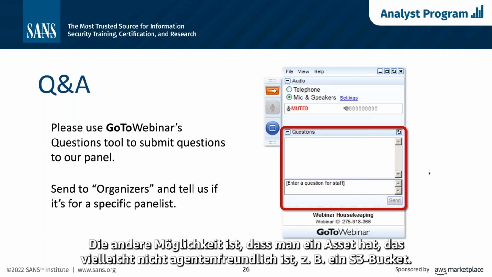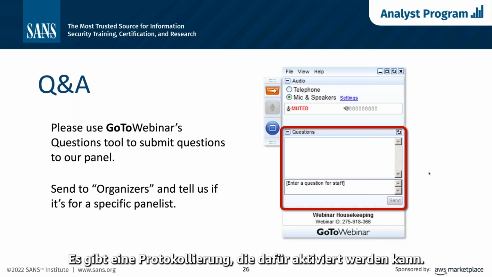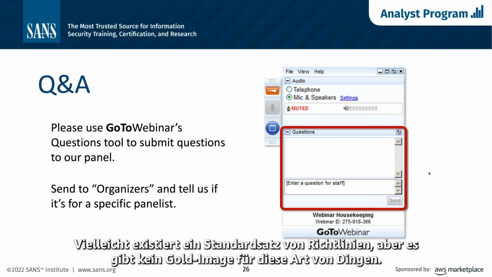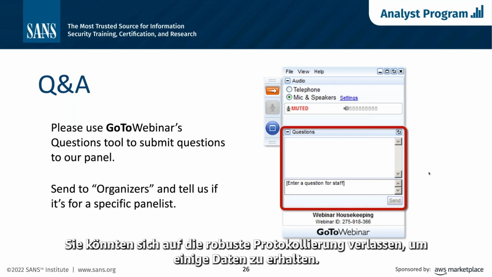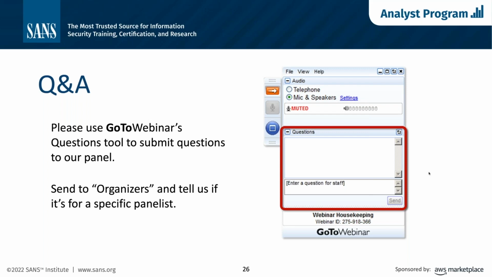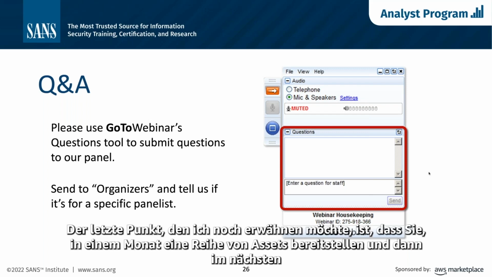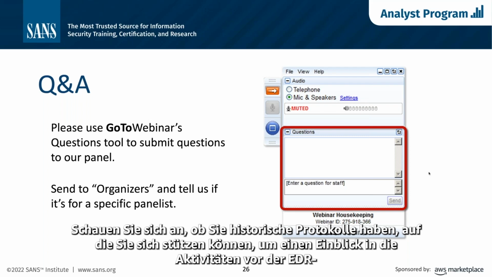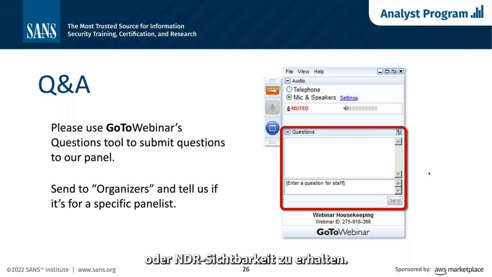The other possibility is if you've got an asset which may not be agent friendly, take an S3 bucket, for example. There's obviously logging that could be enabled for that. You don't necessarily have a gold image for that. You may have a standard set of policies, but you could rely on the robust logging available to get some data in there. The last thing I'll add is for assets where you deploy a bunch in one month, and then the next month you start to deploy your security stack. Take a look and see if you've got some historical logs that you could rely on to get some insight into activities prior to having that EDR or NDR visibility.